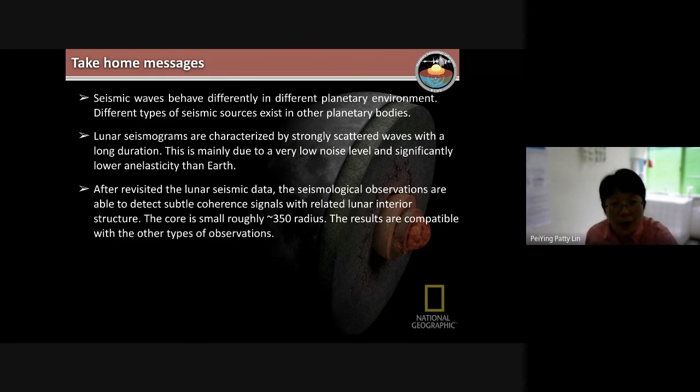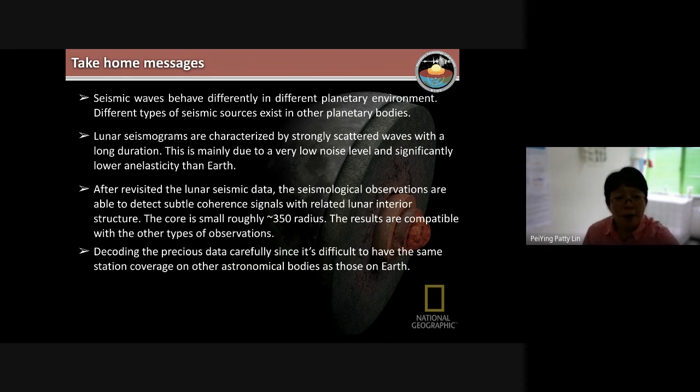Third, after revisiting the lunar seismic data, the seismology observations are able to detect subtle coherent signals which are related to the lunar interior structure. The core actually is really small, roughly about 350 kilometers. And the results are compatible with the other types of observation.